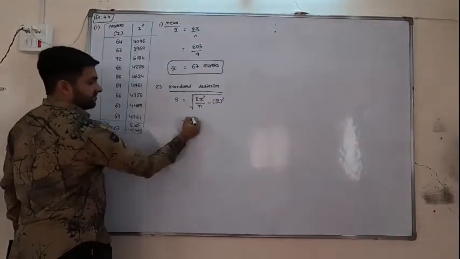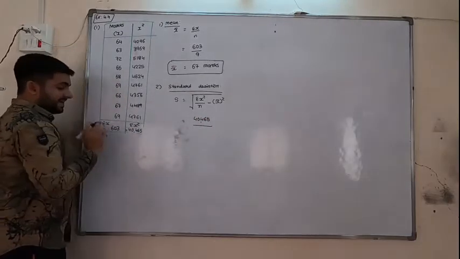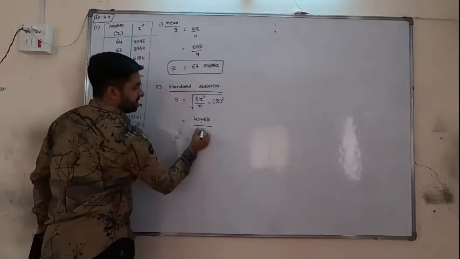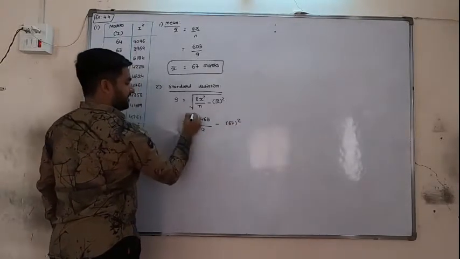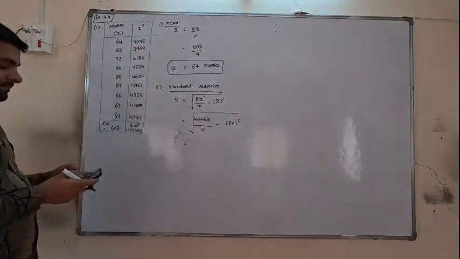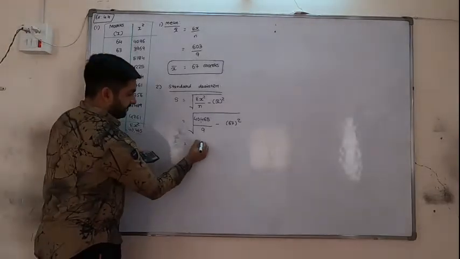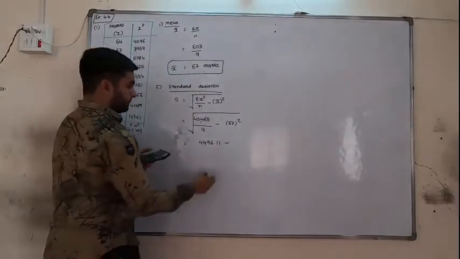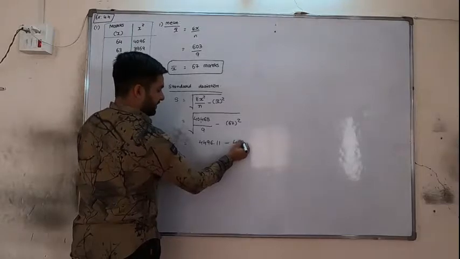So sigma x square is 40,465. N is not 603 here, n is 9 because the number of values is 9. Minus x bar, which is 67, whole square. You use any method, the answer will only come. 40,465 divided by 9 is 4496.111, minus 67 square, which is 4489.